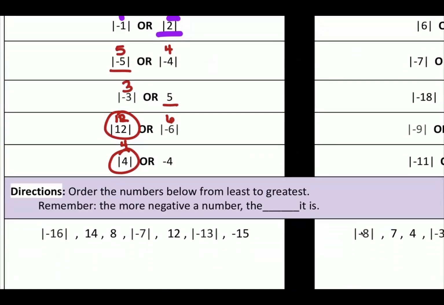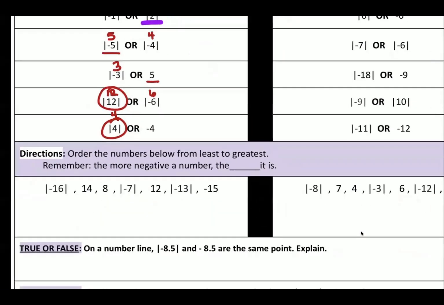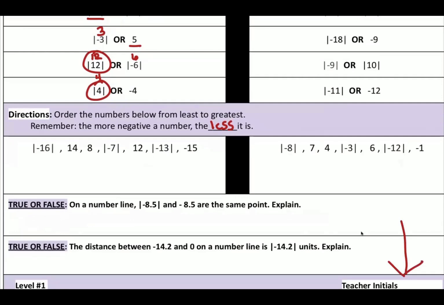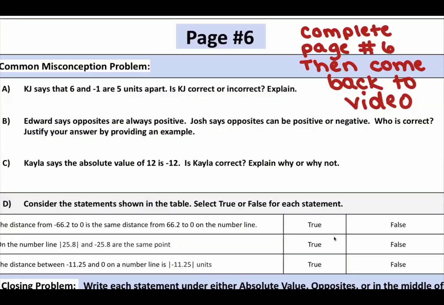Okay, so we're going to continue practicing that in the next section. It says order the numbers below from least to greatest. Remember, the more negative a number is, the less it is. So go ahead and complete the rest of this page, then check in with your teacher if they want you to. Go ahead and complete all of page 6, then come back to the video.